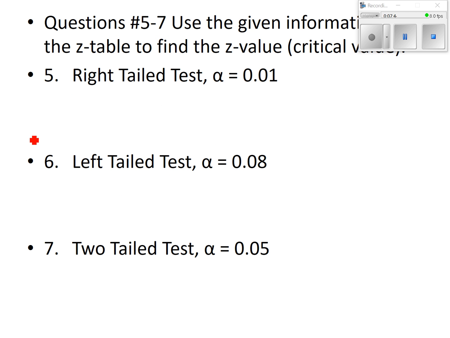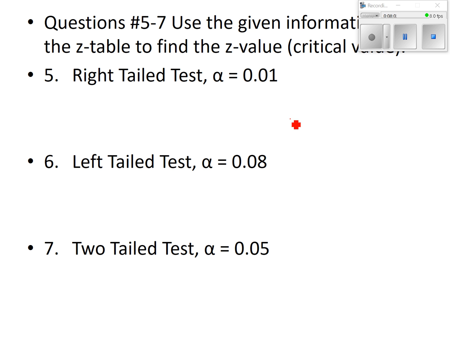Questions 5 through 7. Use the given information in the Z table to find the Z values, which are the critical values. First one, right-tailed test, and alpha is 0.01 or 1%.